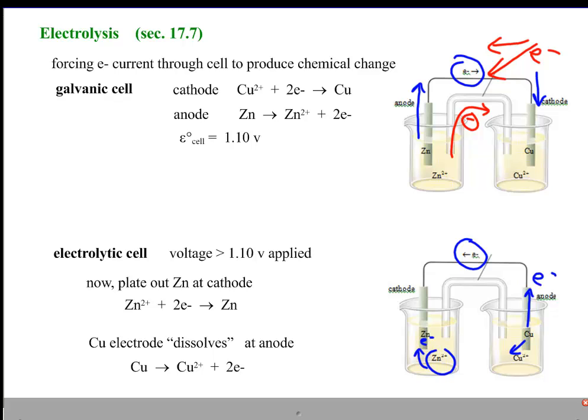And so now I have the reverse reaction. Rather than oxidizing, zinc is reducing. Rather than reducing, copper is oxidizing.